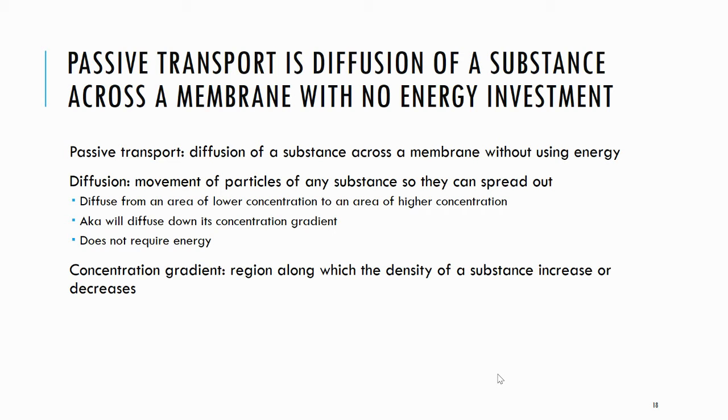They diffuse from an area of high concentration to an area of low concentration, meaning it goes down the concentration gradient. So we don't want a huge amount of O2 on the outside of the cell. It will force its way through the membrane to go to the inside of the cell in search of balance. When we talk about a concentration gradient, that is the region along which the density of a substance increases or decreases. So we have a gradient when there's lots of O2 on one side and not a whole lot on the other.